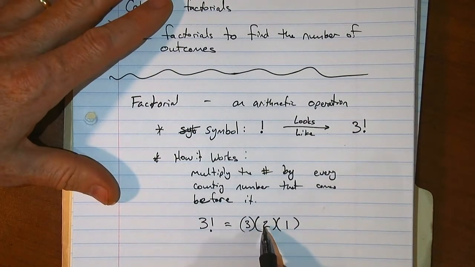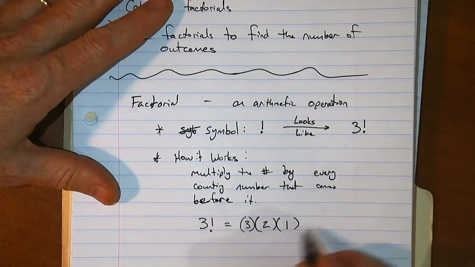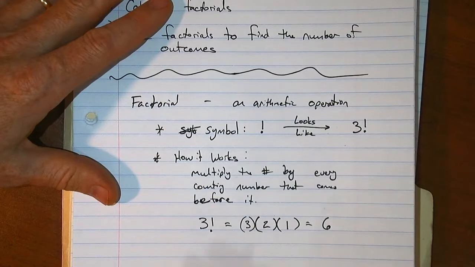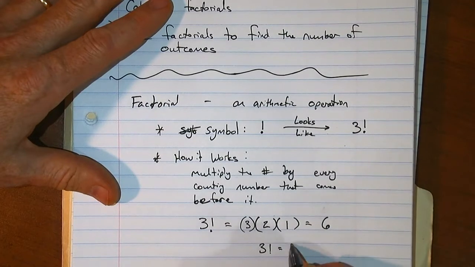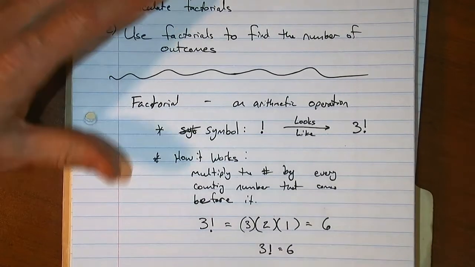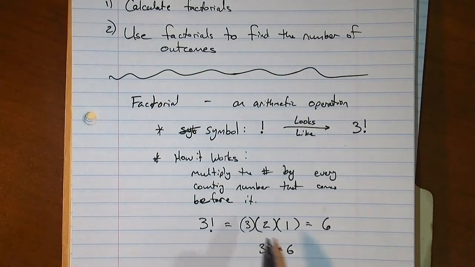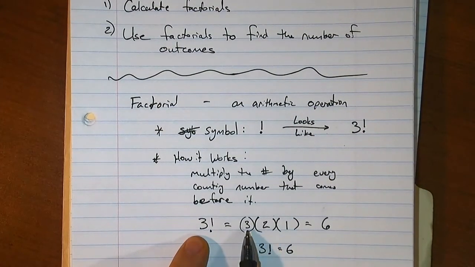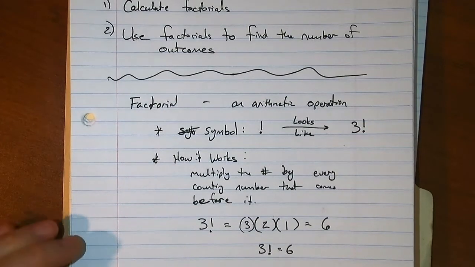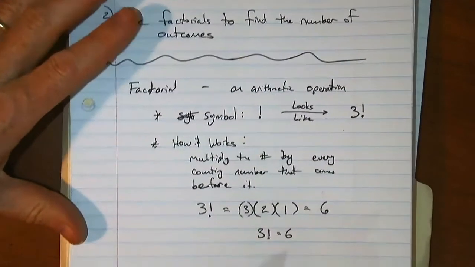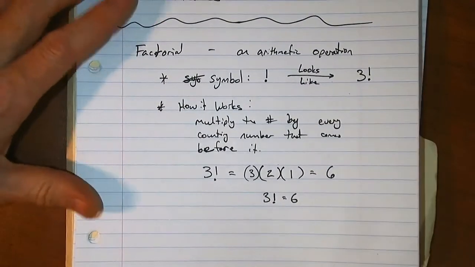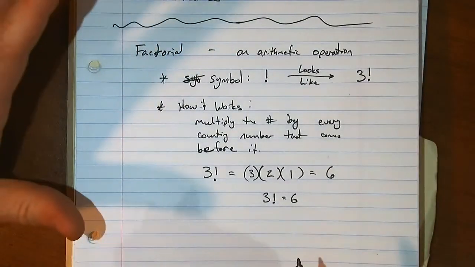So I've got 3 times 2, which is 6. 6 times 1 is equal to 6. So 3 factorial is equal to 6. Okay, so this is the basic idea of the factorial. I start with the number that I'm given, and then I multiply that number by every counting number that comes before it. Okay? Now, the definition works a little bit funny with certain numbers, actually 2 numbers in particular.